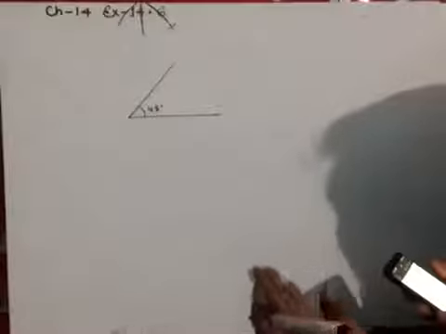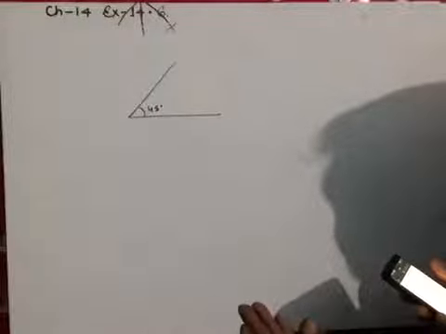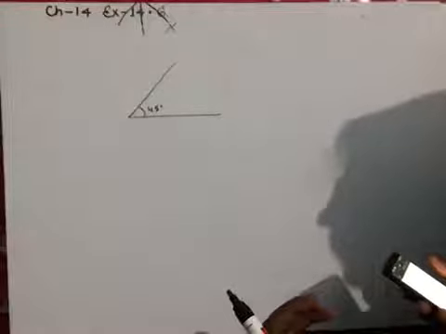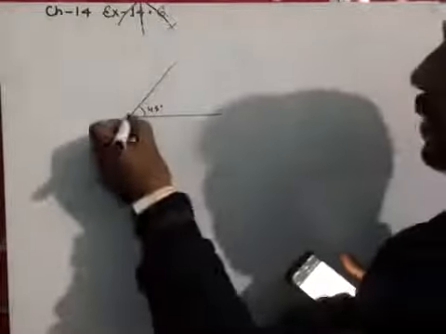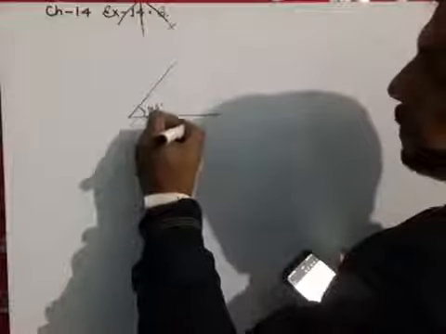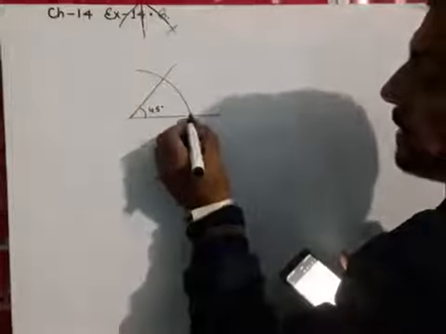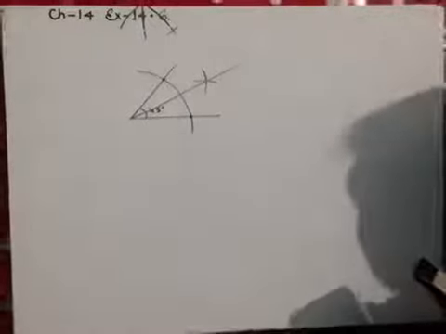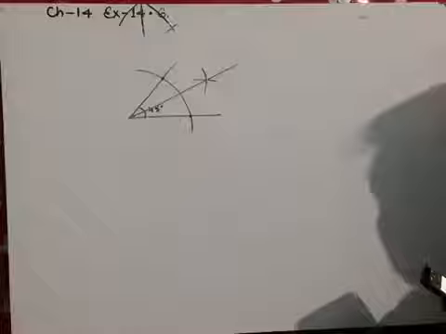So how will you draw the bisector? As in questions 1, 2, 3, 4, we have already learned how to draw the bisector. Simply put the compass here and make one arc. The arc intersects these 2 points. Put your compass here, make an arc, then put your compass here, make an arc and join this line. This will be the bisector of this angle, 45 degrees.